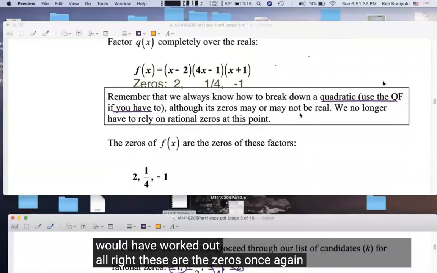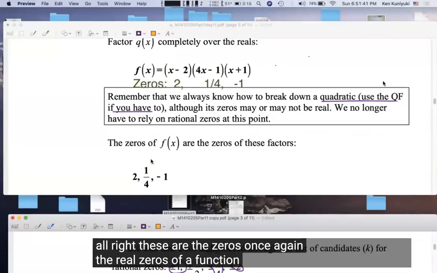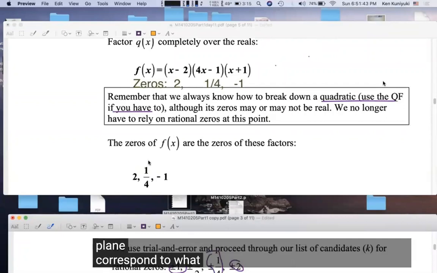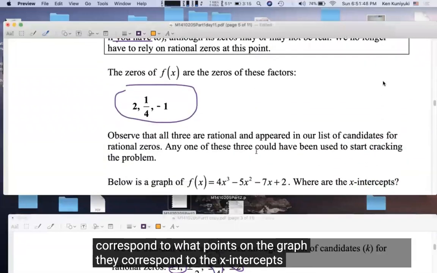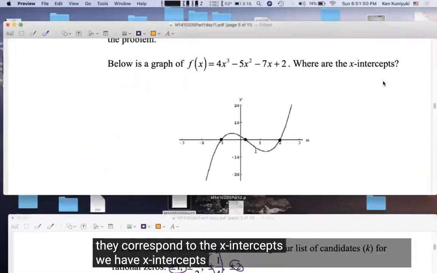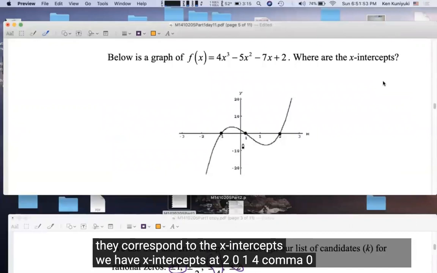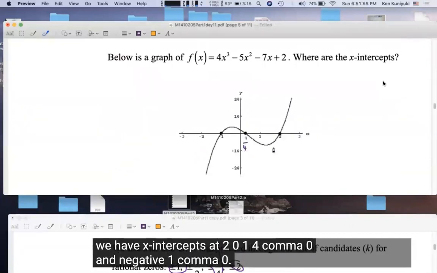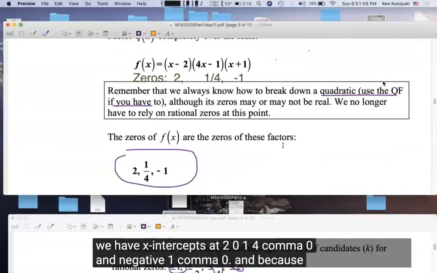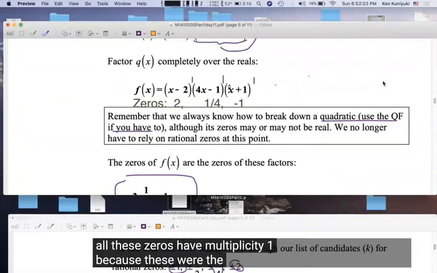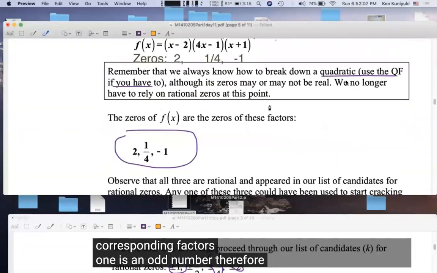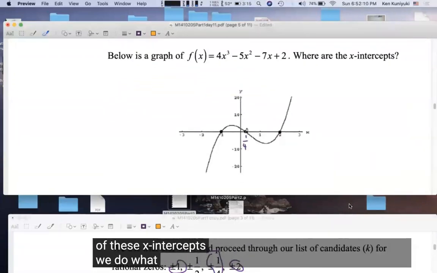These are the zeros once again. The real zeros of a function in the xy plane correspond to what points on the graph? They correspond to the x-intercepts. We have x-intercepts at (2, 0), (1/4, 0), and (-1, 0). And because all of these zeros have multiplicity 1, because these were the exponents on the corresponding factors, and 1 is an odd number, therefore, at each of these x-intercepts, we do what? We cut like a snake.